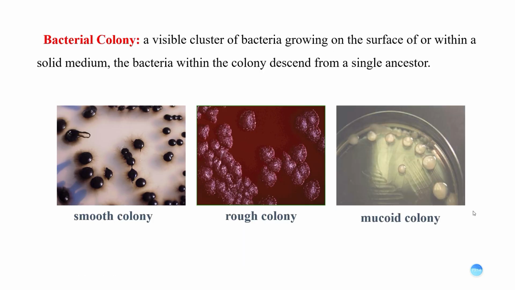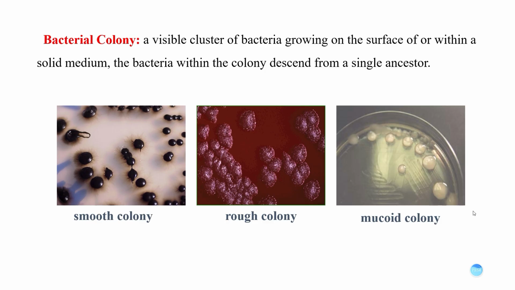Okay. And another term we want to understand is bacterial colony. That's the visible cluster of bacteria growing on the surface or within a solid medium. And bacteria within one single colony is a descendant of a single ancestor cell. So each single colony is derived from one single ancestor cell. So it's pure. All the cells within the single colony should be the same, okay?